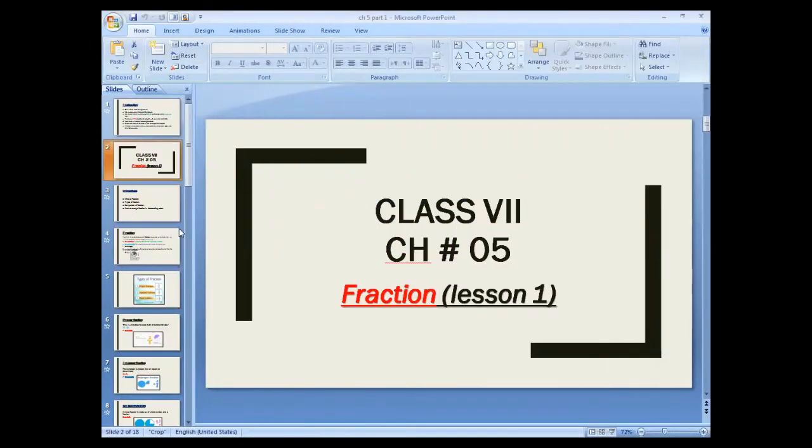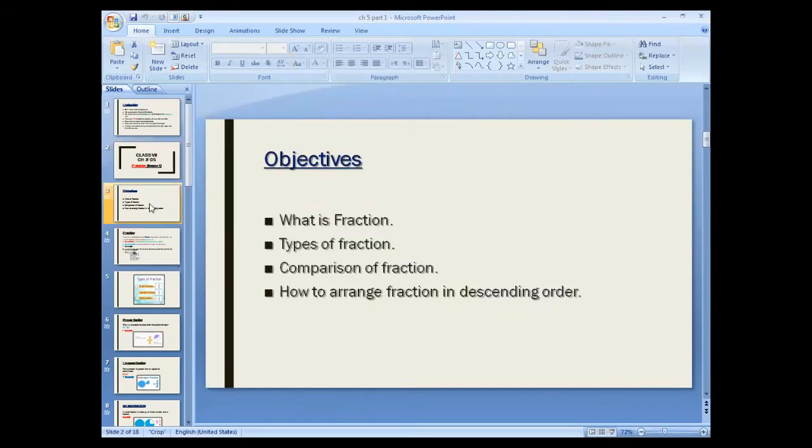We are going to start chapter number 5, that is fraction. This is our first lesson. So the objectives of today's lesson are: what is fraction, types of fraction, comparison of fraction, and how to arrange fraction in descending order.